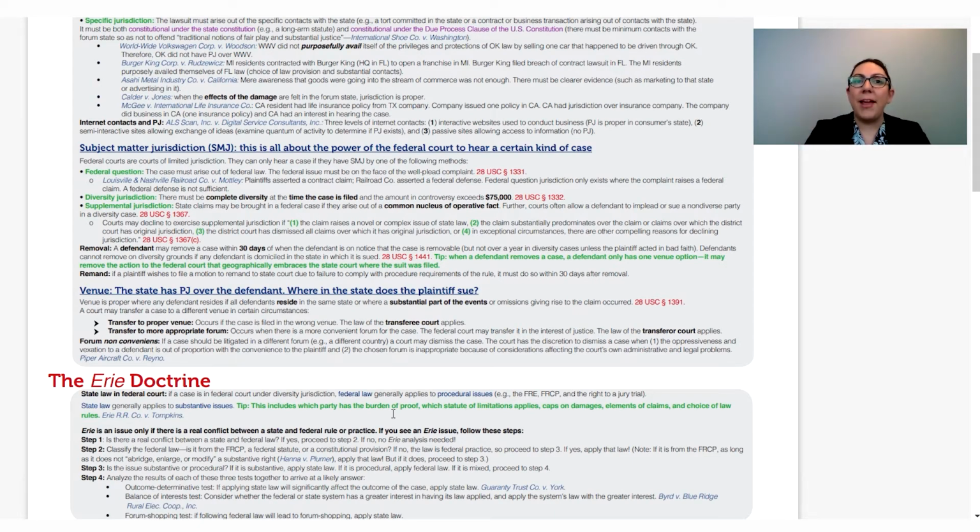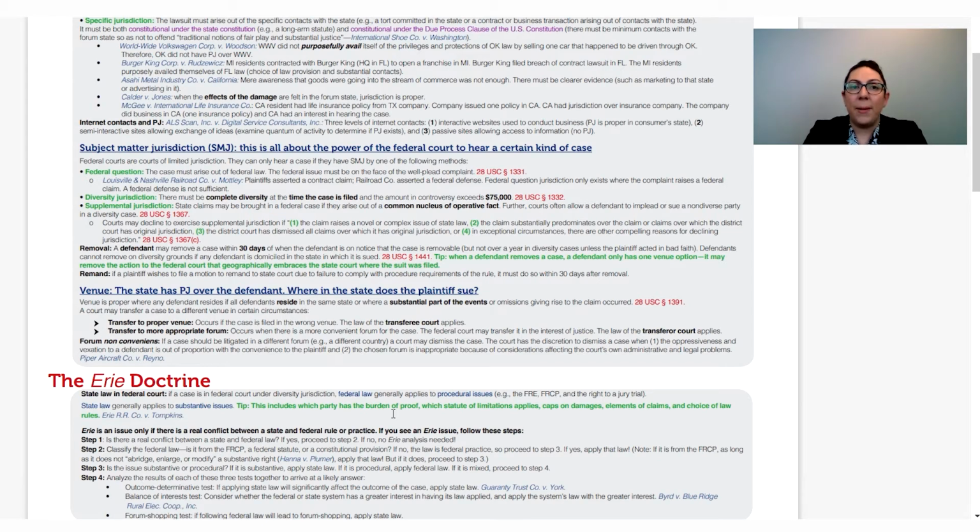Number one, you have to have complete diversity. That means that no plaintiff is from the same state as any defendant. So if you have two plaintiffs from Michigan and one from Ohio, that's okay because no plaintiff is from the same state as any defendant. If you had a plaintiff from Michigan and a defendant from Michigan and a defendant from Ohio, then there's no diversity. That would not meet this requirement because you have a plaintiff from Michigan and a defendant from Michigan. You have to have complete diversity.